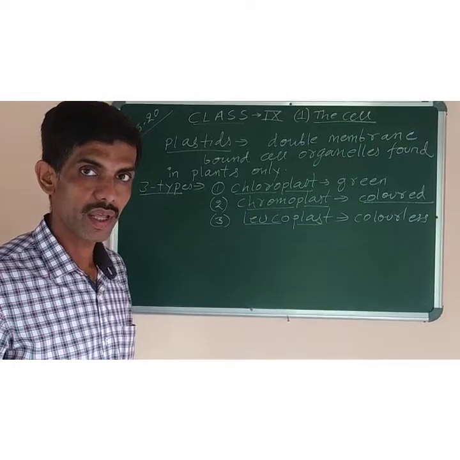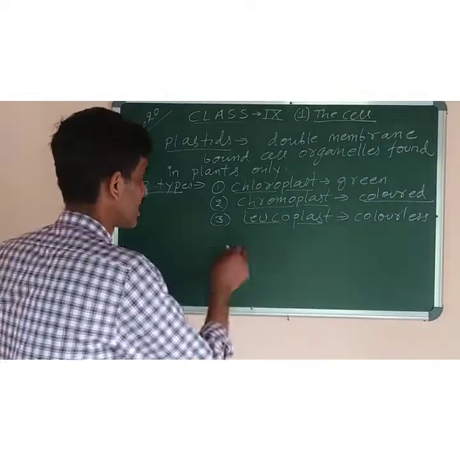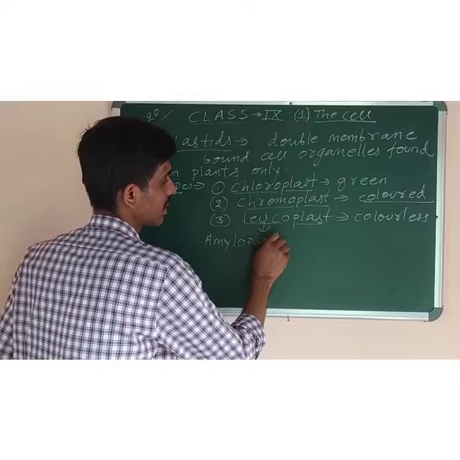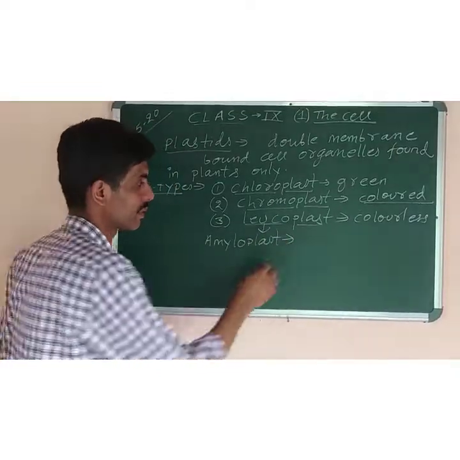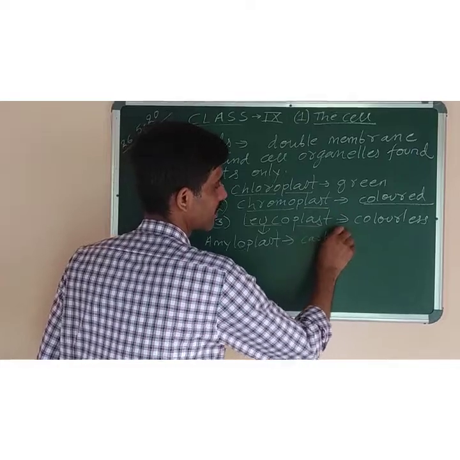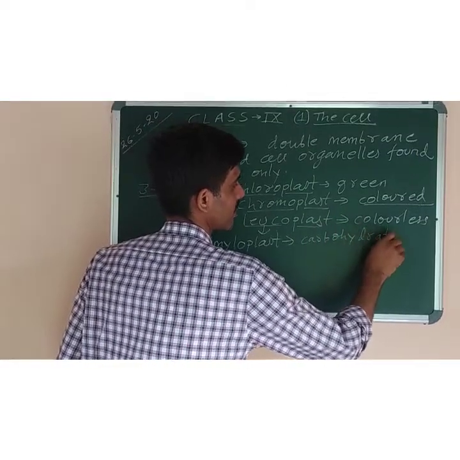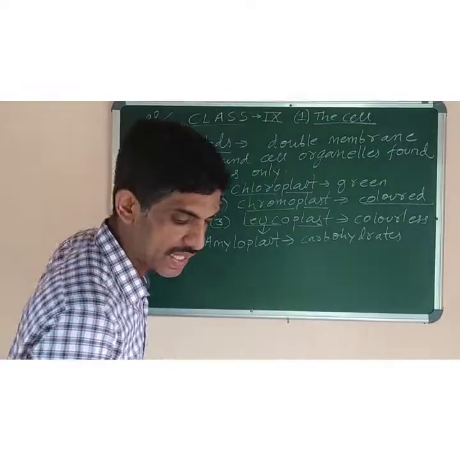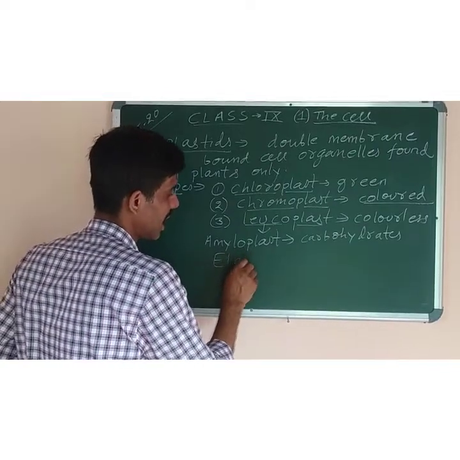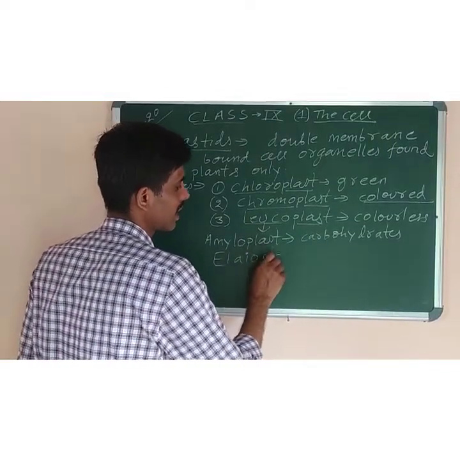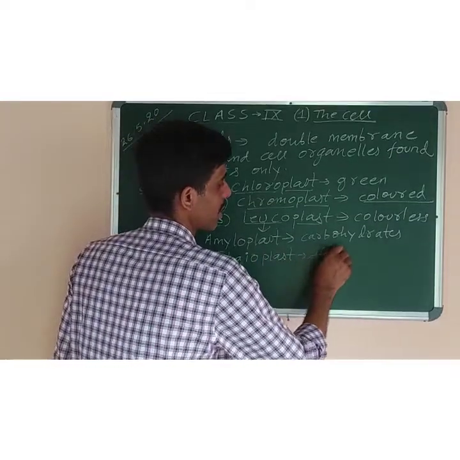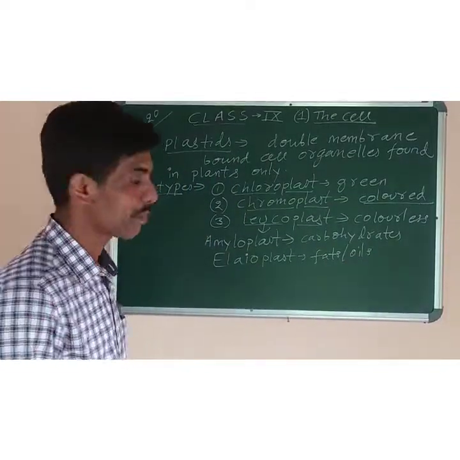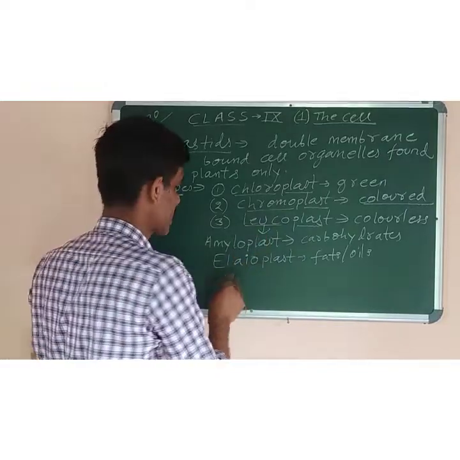Number one, the word amyloplast. What is amyloplast? It is the leucoplast which stores carbohydrate. If it stores fats and oils, it is called elaioplast. The spelling is E-L-A-I-O, and then plast. Elaioplast. What do they store? Fats or oils.